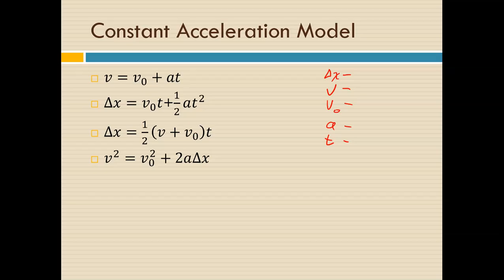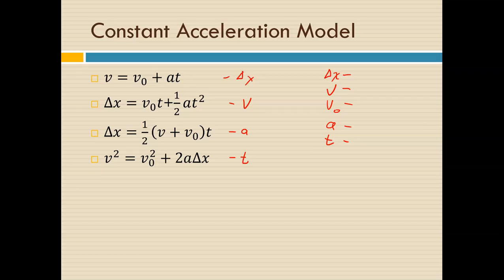Well, there are 2 ways of looking at it. One way is to look at your table of knowns and unknowns and find the equation that has the variables that you know plus the variable you want to find out. Another way of looking at it is to take a look at each equation, and you can see each equation is missing a variable, isn't it? One of the 5 variables. This equation does not have a delta x. This equation does not have a final velocity. This one does not have an acceleration. And this one does not have a time.